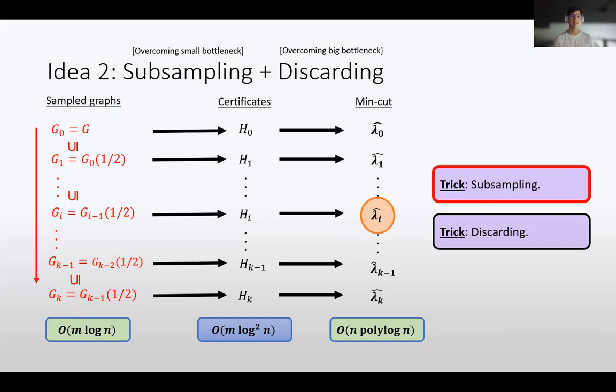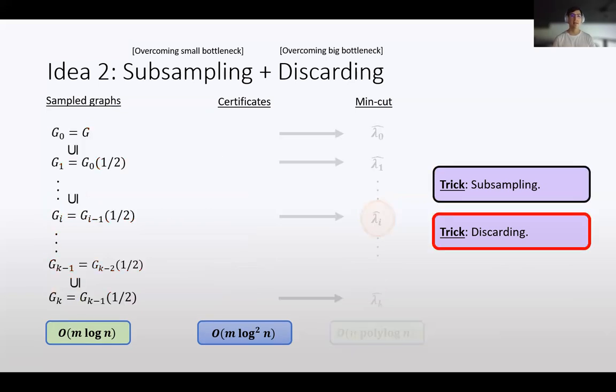Assuming a constant sampling scheme or the truncation trick discussed before, the total work required to construct this sampled hierarchy is still m log n. The reason for subsampling will become clear in the next slide when we discuss the second trick towards the goal of reducing the certificate's work bound. The second trick, which we call discarding, consists of constructing the certificate hierarchy while keeping a strict budget on the number of times a weighted edge participates in a certificate computation.